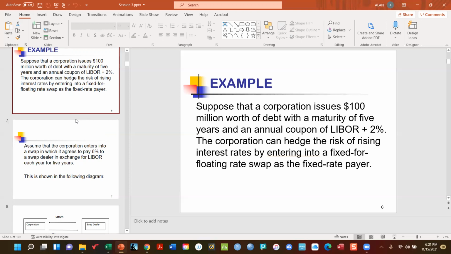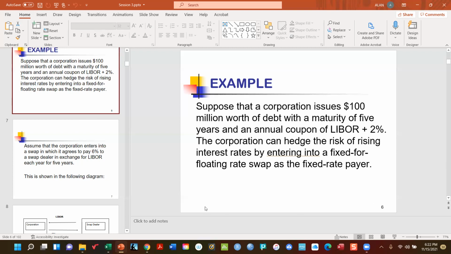Now, what if this corporation suddenly thinks, you know what, maybe this wasn't such a smart move, because now we're starting to worry that maybe rates are heading up. So what can we do about it? Well, we can't do anything really, because we sold these bonds to the public. We can't ask for them back. But what we can do is enter into a swap in which we trade our exposure from floating rates to fixed rates.